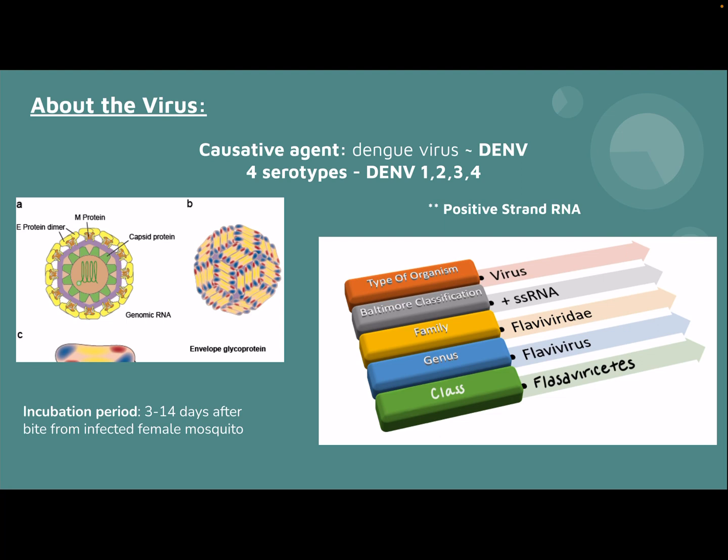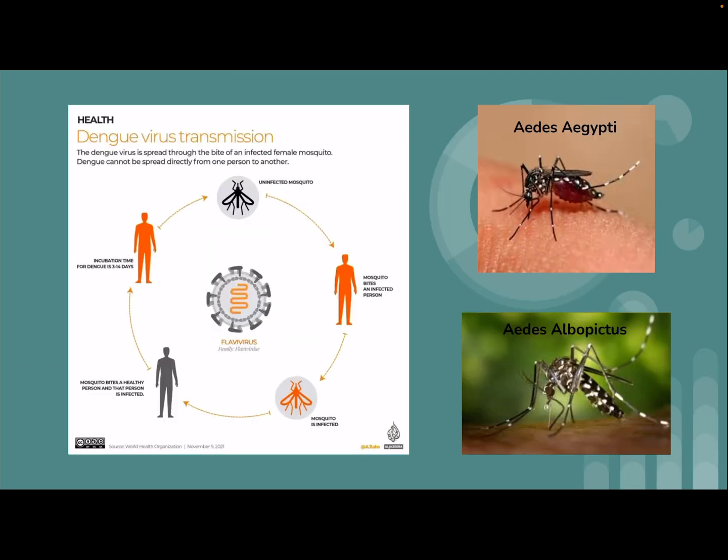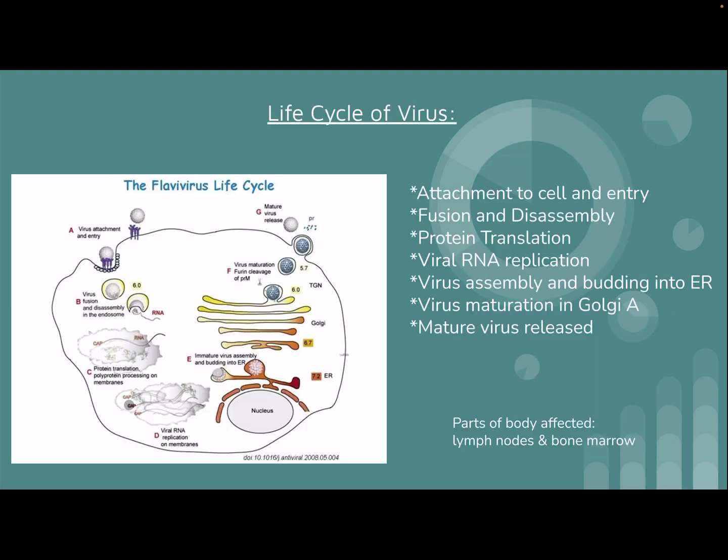The incubation period of the virus is 3 to 14 days after the bite from an infected female mosquito. The mode of transmission is an infected female mosquito from the species Aedes aegypti or Aedes albopictus. Dengue cannot be spread directly from one person to another, as we can see on the picture. Mosquito must be infected and infect a healthy person. A little bit of the life cycle.